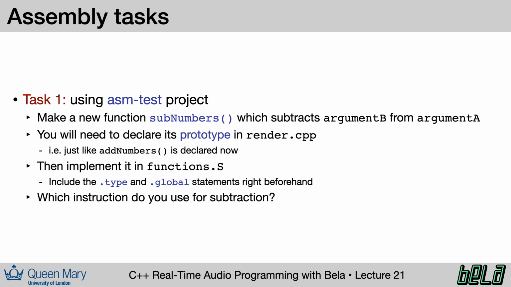That brings us then to the first coding task of this lecture. Go back to the ASM test project and make a new function called subNumbers. This function should subtract argument B from argument A. You'll need to declare a prototype of this function inside of render.cpp and then implement it inside of functions.s. It will need its own .type and .global directives, and it'll need its own label called subNumbers. You don't need to repeat those first 4 directives at the top of functions.s.